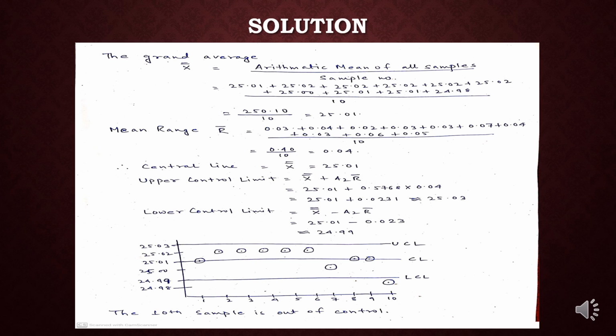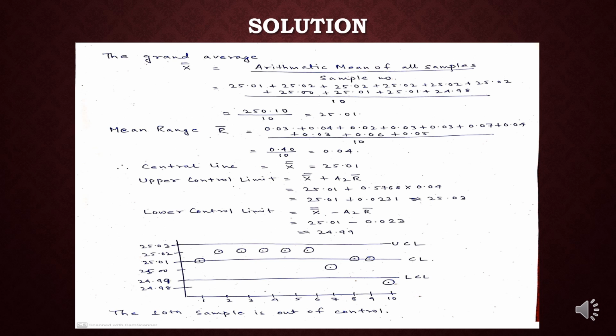Now moving on to the calculation part here. As I was saying, we have three kinds of lines here: the central line, the upper control limit, and the lower control limit. The central line here is the x double bar, which is already calculated at 25.01. The upper control limit is calculated as x double bar plus A2 R bar. The value of A2 has already been given to us as 0.5768. You can find it in the sum itself, and multiplying it with the R bar, we get the value 25.03. And the lower control limit is x double bar minus A2 R bar, and if we calculate it, we find it at 24.99.